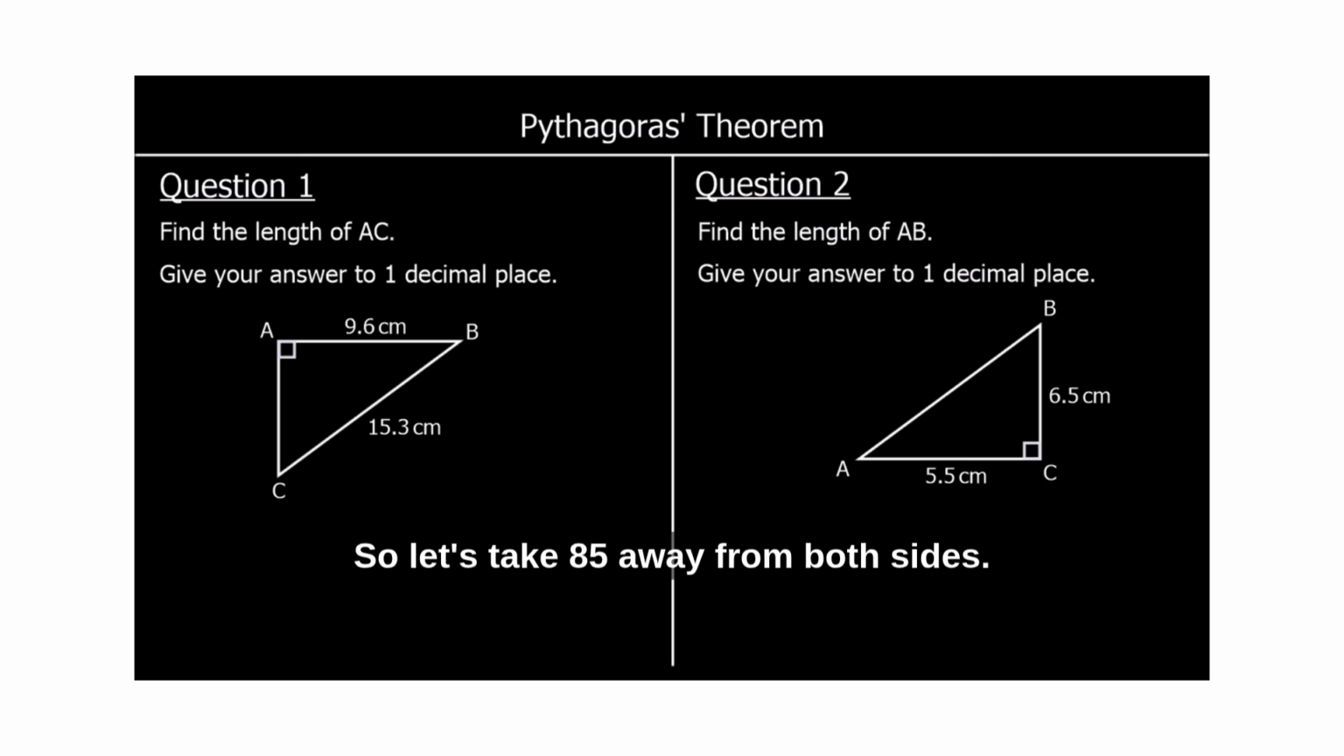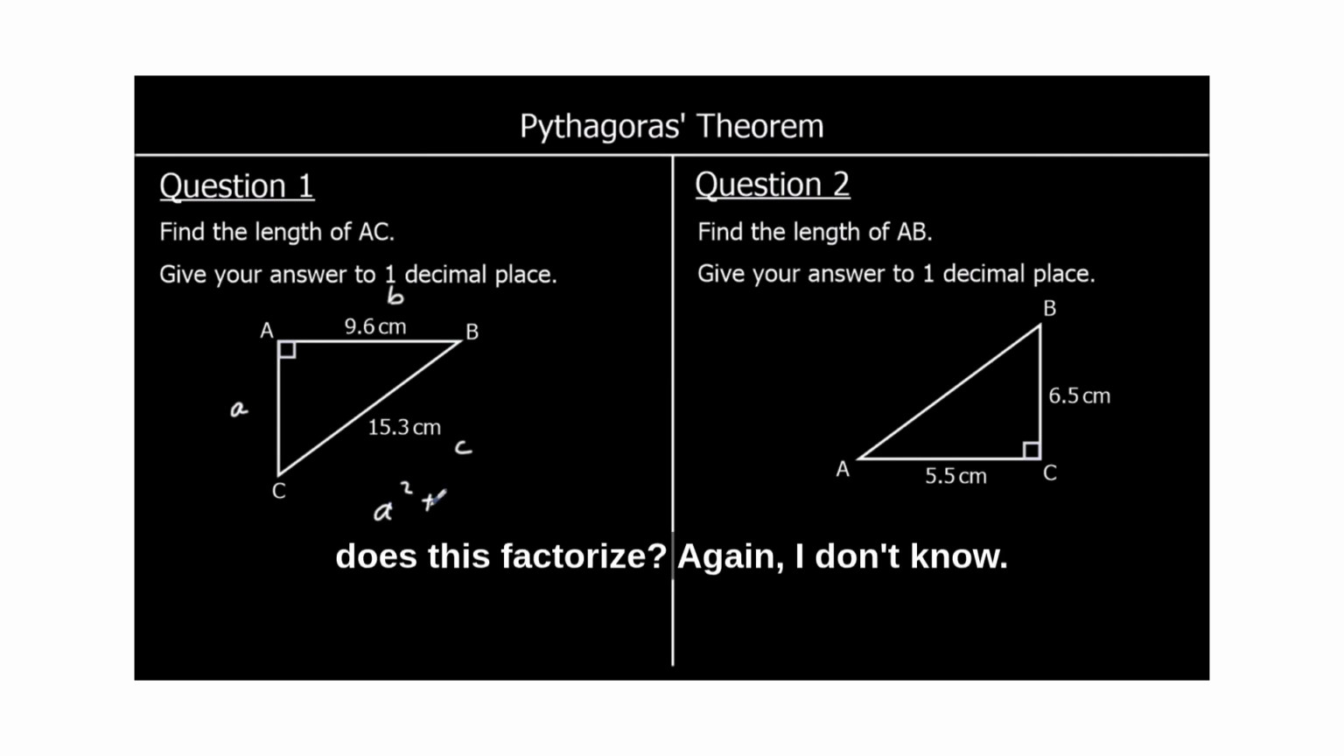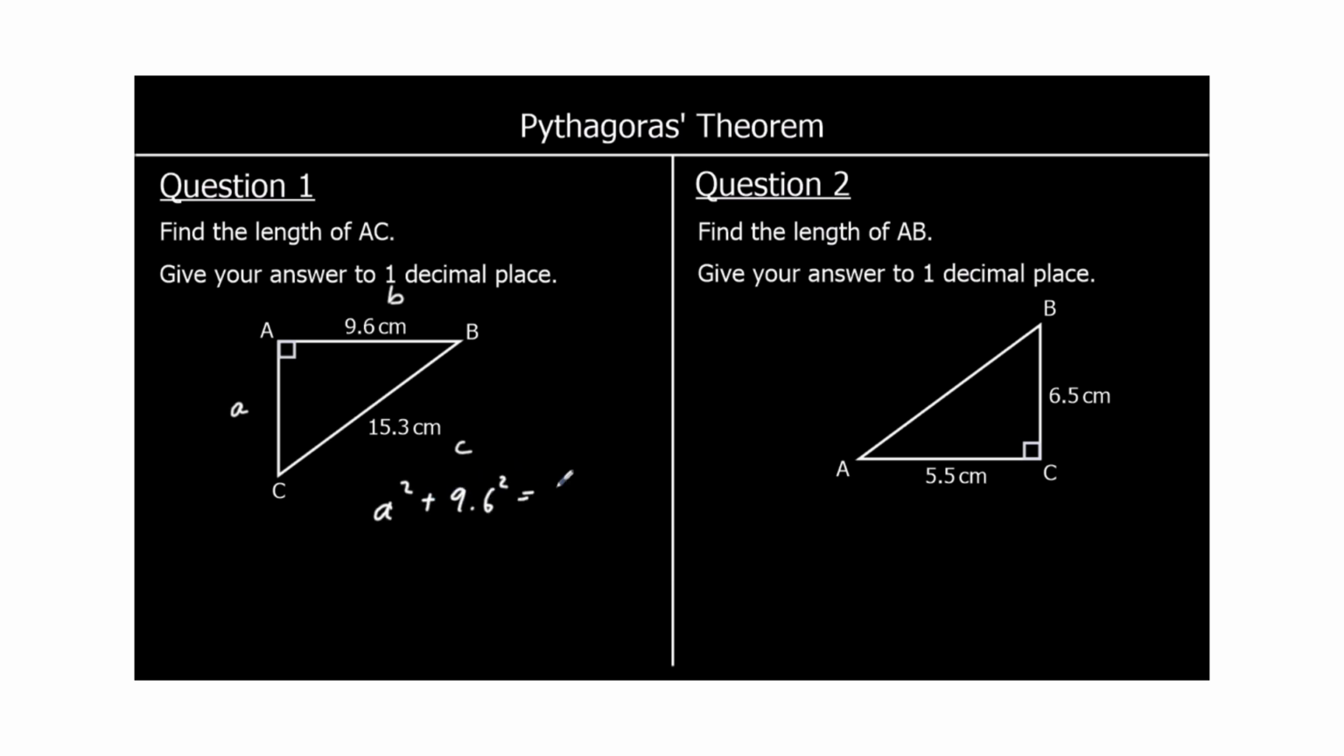Question 1, find the length of AC. So we're finding one of the shorter sides. So we know that a squared plus b squared equals c squared. So a squared plus 9.6 squared equals 15.3 squared. To get a squared by itself, we take away 9.6 squared from both sides. So a squared is 15.3 squared, take away 9.6 squared.